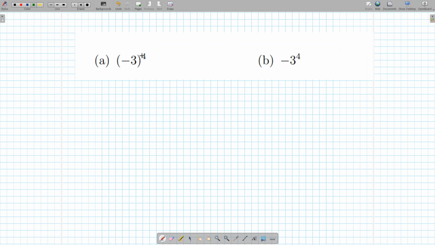So this is the trick, okay? You look at the exponent. If it's an even exponent, then what does that mean? That means something like this, right? -3 times -3 times -3 times -3. So positive. Yeah, it's going to be positive.